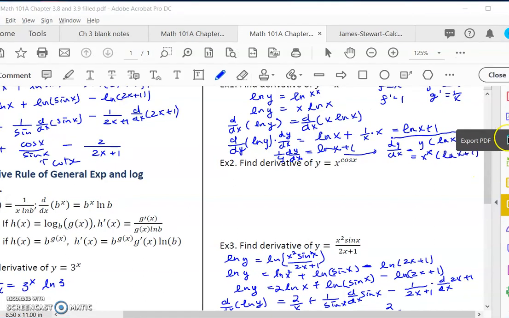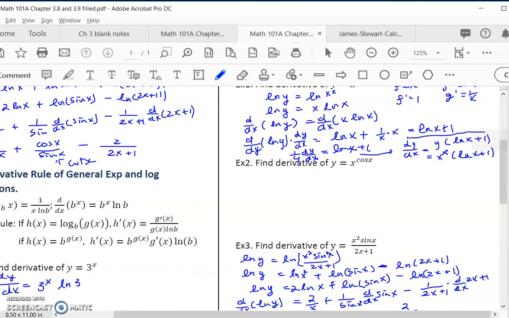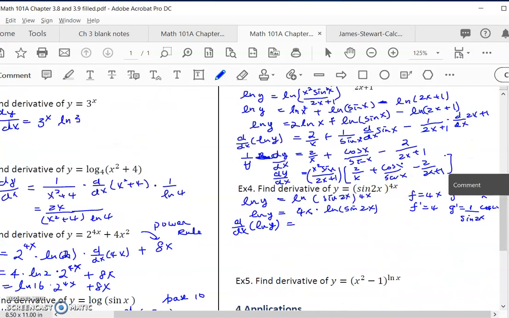Do I have more space? No, not enough space. Where am I? Oh, here. Ran out of space, so maybe I'll write it again. So g prime would be 1 over sine 2x, times the derivative of sine 2x, which is cosine 2x. But there is a 2 here, so it times 2. Right? So it'll be 2 cosine 2x over sine 2x.